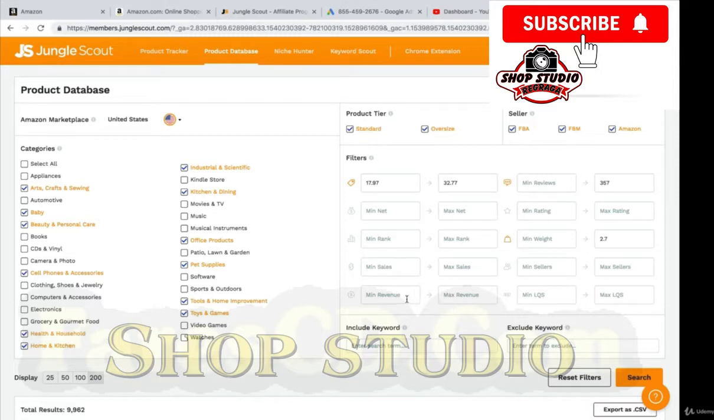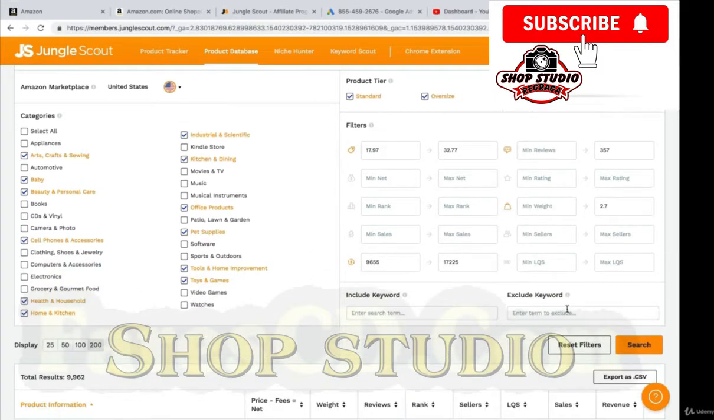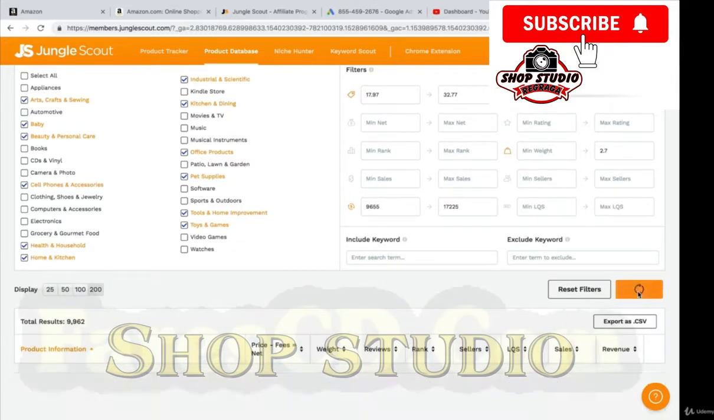So your minimum revenue, again, always search with decimal points, I should say, don't search with round whole numbers. If we wanted a $10,000 a month revenue product, we can go with 9,655, and maximum revenue, let's try 17,225. Minimum LQS, do not worry about that. Okay, and now you're going to hit search.